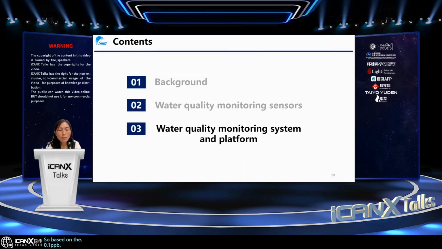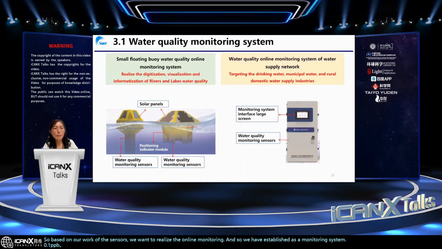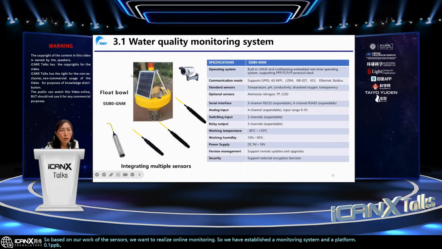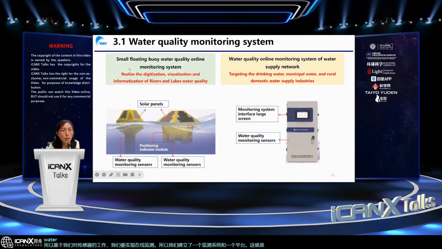So based on our work on the sensors, we want to realize online monitoring, and so we have established the monitoring system and the platform. And this is the small floating ball water quality online monitoring system. It could realize the visualization and information of rivers and lakes water quality. In this part are the water quality monitoring sensors, and this is the positioning indicator module, and these are the solar panels.